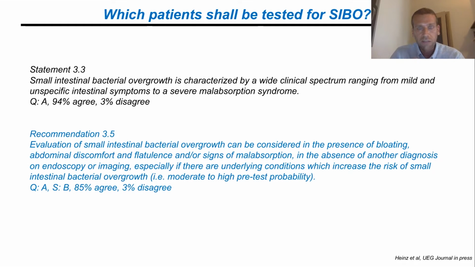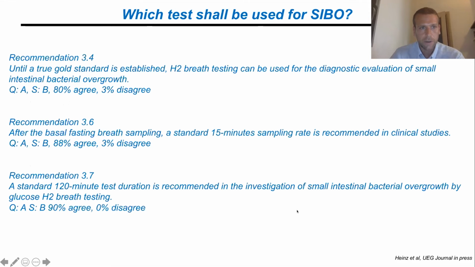So we should have a moderate to high pretest probability. The presence of a moderate to high pretest probability will allow us to have a good test with a reduced number of false positive patients. Again, which test should be used for SIBO?